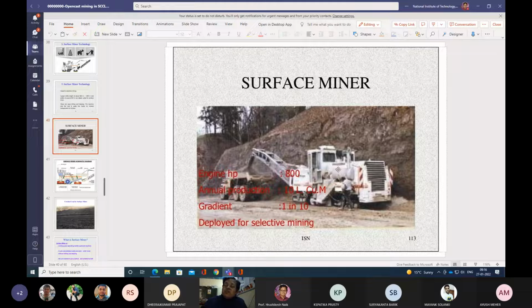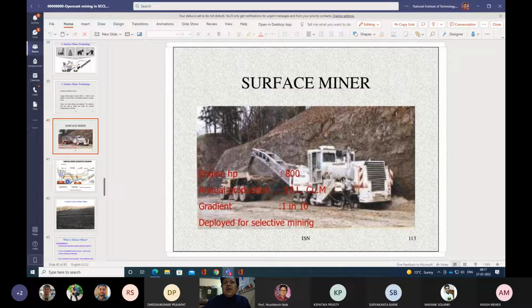In coal mining, we are using the surface miner technology because the coal is soft. Similarly, limestone deposits are also soft deposits. So therefore, for limestone mining also, people are using this surface miner technology. Here the engine horsepower of this surface miner is 800, and this machine can produce 10 lakh cubic meter of material per annum.